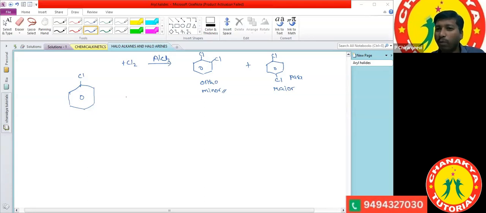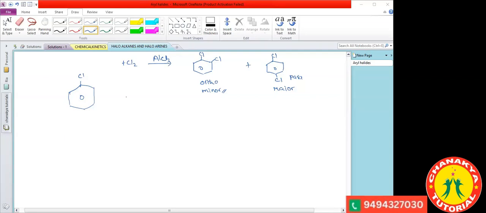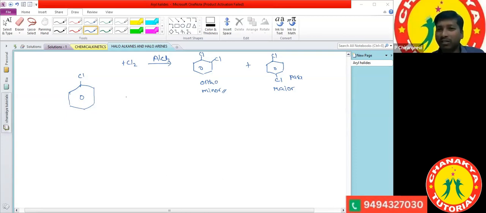If 4 members sit, how do you feel? Comfortable or uncomfortable? Congested, sir. Why are you feeling congested? Because there is no space now. Sitting capacity depends upon the space only.